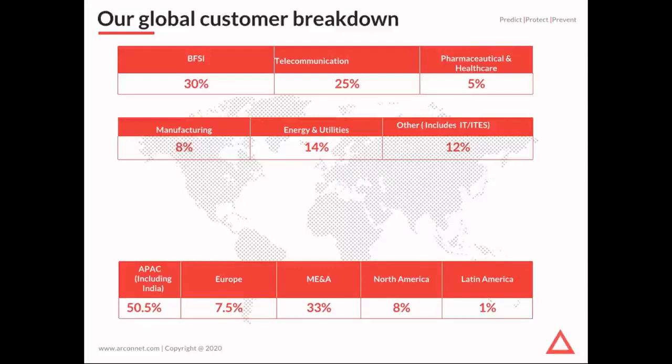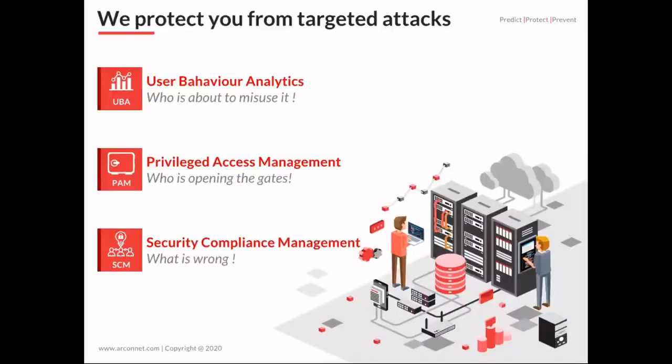When it comes to revenue generation, APAC is the region where we are very strong. Almost 50% of our revenue is from the APAC region, followed by the Middle East at 33%, North America at 8%, Europe at 7.5%, and Latin America, where we are growing. So this was about Arcon and how we have grown.